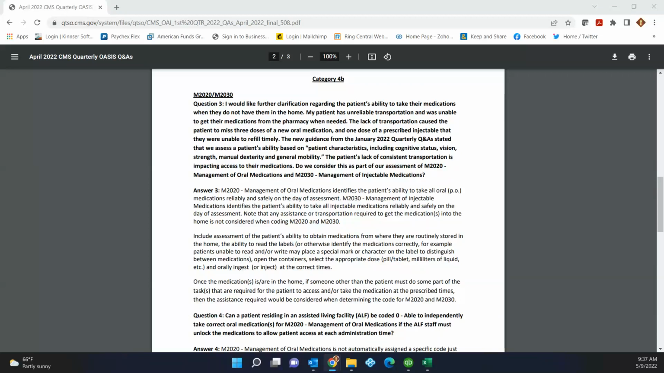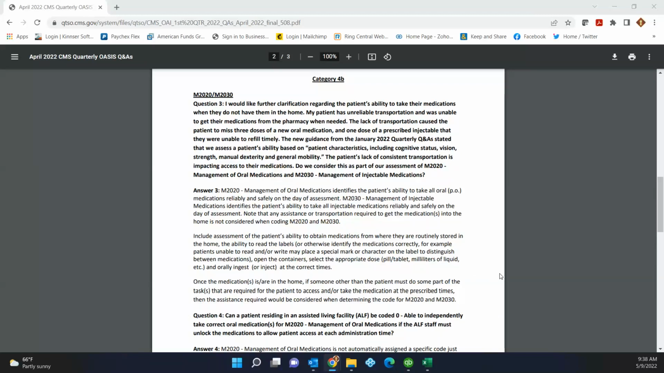Now, it upped the ante a bit with a different angle in these Q&As by saying, well, what if the patient is missing doses because of a transportation issue? So again, it's kind of an extension on the medication isn't always in the home when it needs to be. And the reason is transportation problems in getting the medication.